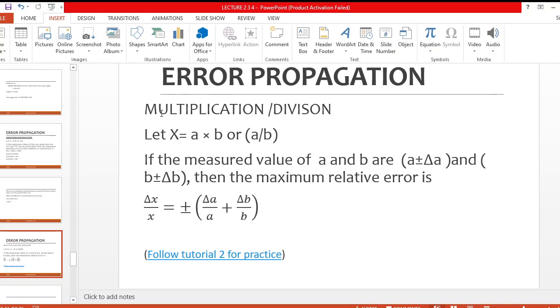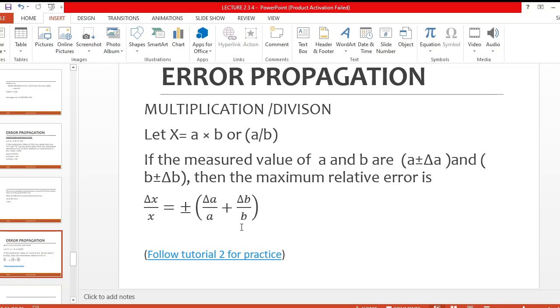The error in multiplication or division becomes the relative error in your measurements. Remember, from addition or subtraction, we were taking the absolute error. That's in addition and subtraction. But in multiplication or division, we are taking the relative error. And from the previous tutorial, remember that the relative error is the mean absolute error divided by the true value. That's the relative error. It's the mean absolute error divided by the true value.